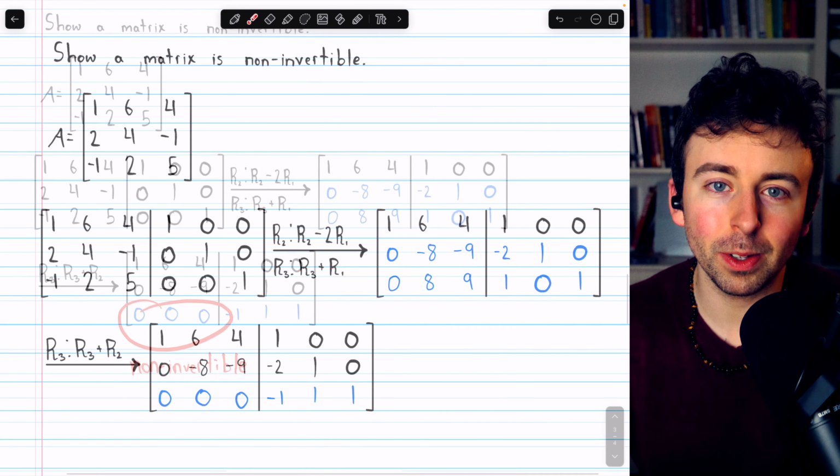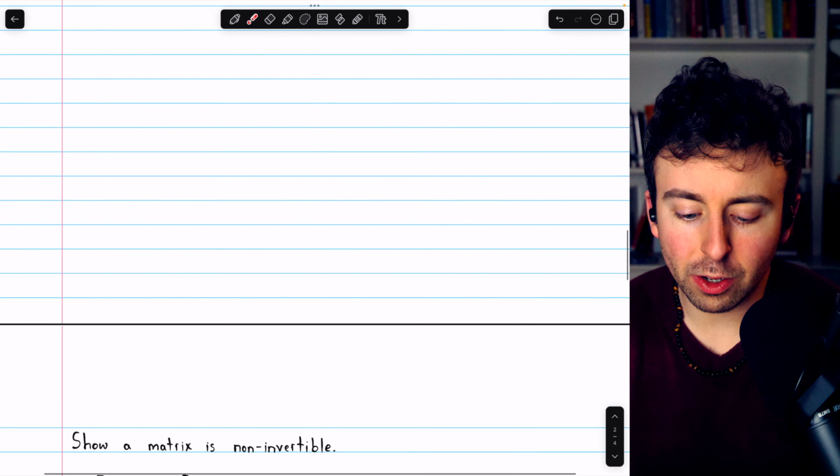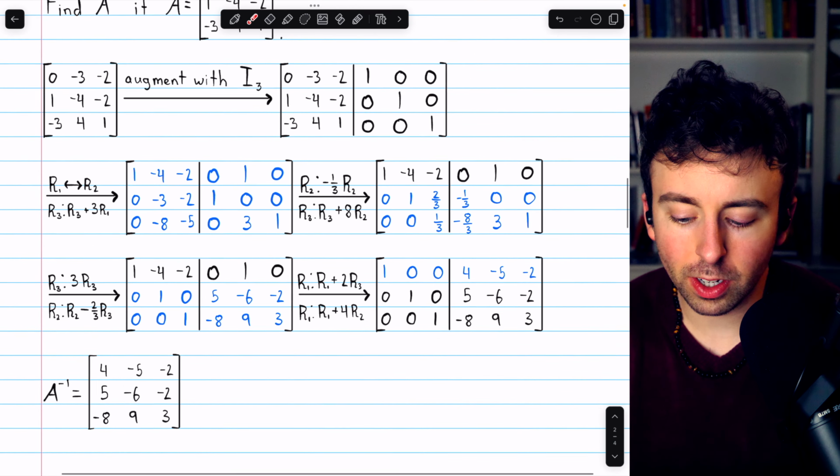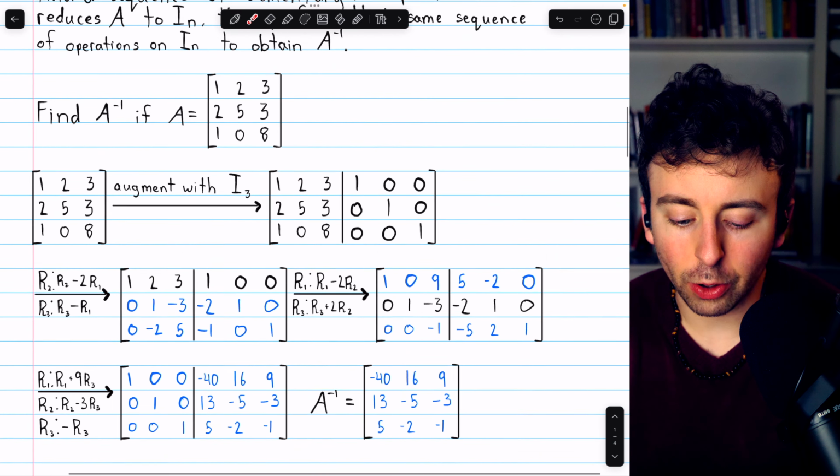But not possible. And that's how to find the inverse of a matrix using Gauss-Jordan elimination, as well as what it looks like when the algorithm fails.